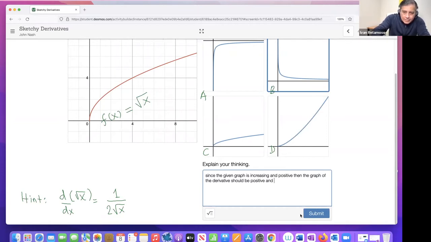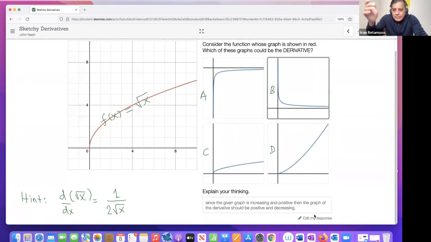You can add that too. Yeah, you can write stuff here as much as you want, right? I'm gonna just say that. I'm gonna submit. The graph is increasing and positive, the graph of the derivative, which is this, right? We figure that out, should be positive and decreasing. Submit.